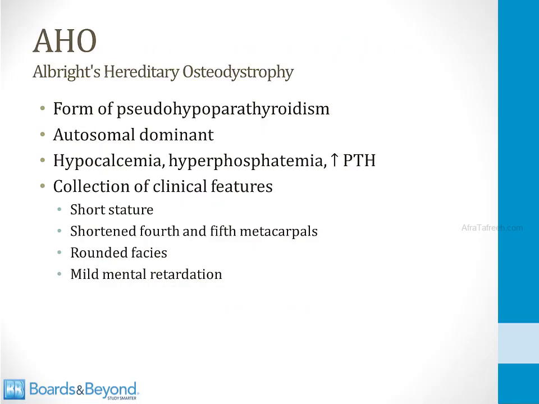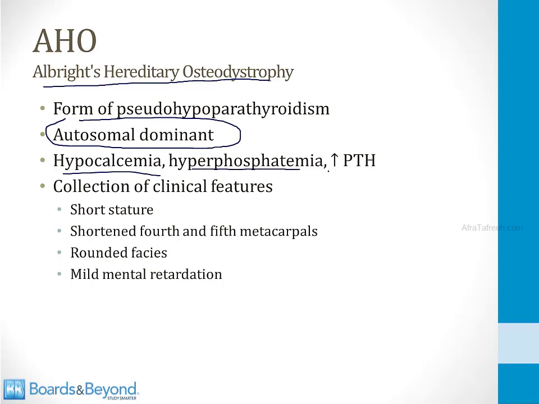One of the forms of pseudohypoparathyroidism is called Albright's hereditary osteodystrophy. This is a rare autosomal dominant condition that leads to hypocalcemia, hyperphosphatemia, and elevated PTH by the mechanism we talked about in the last slide. It's also associated with a collection of typical clinical features that include short stature, shortened fingers, the fourth and fifth metacarpals are typically short, rounded faces, and mild mental retardation. All of the causes of pseudohypoparathyroidism are very rare.